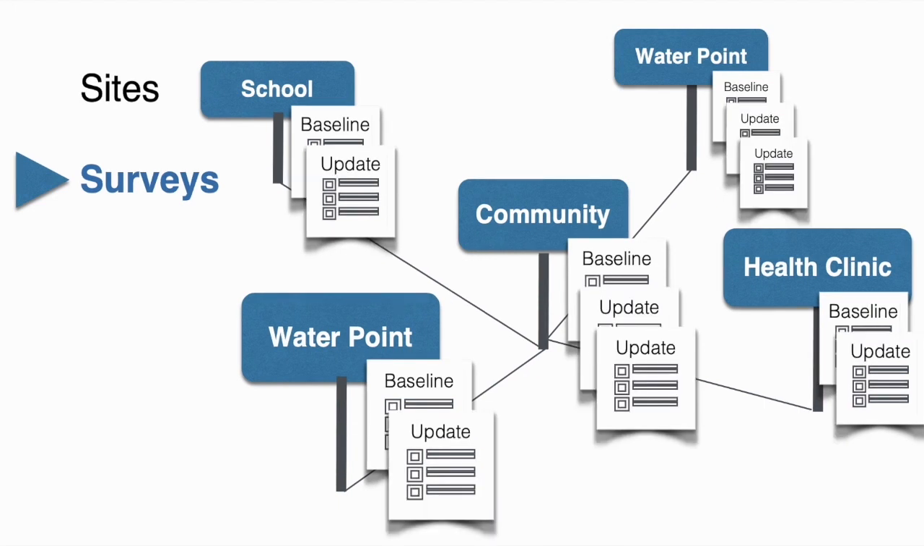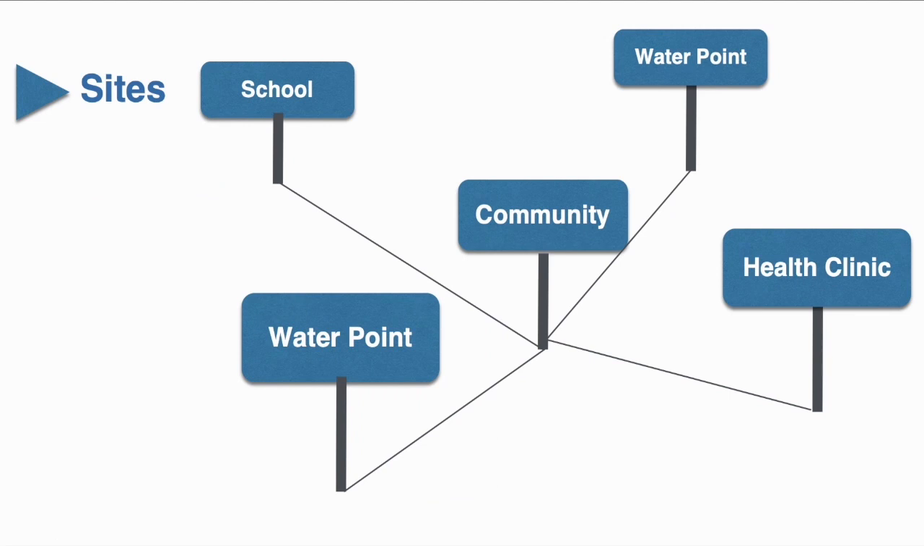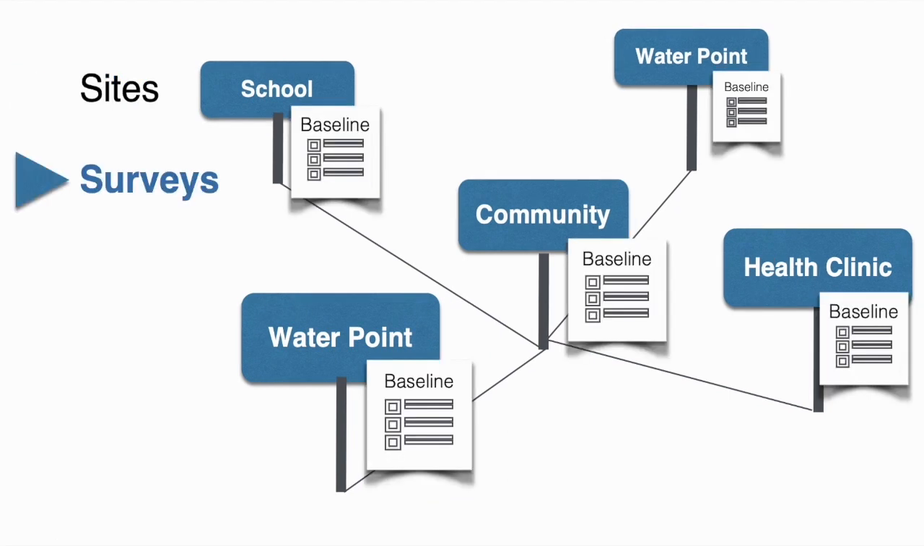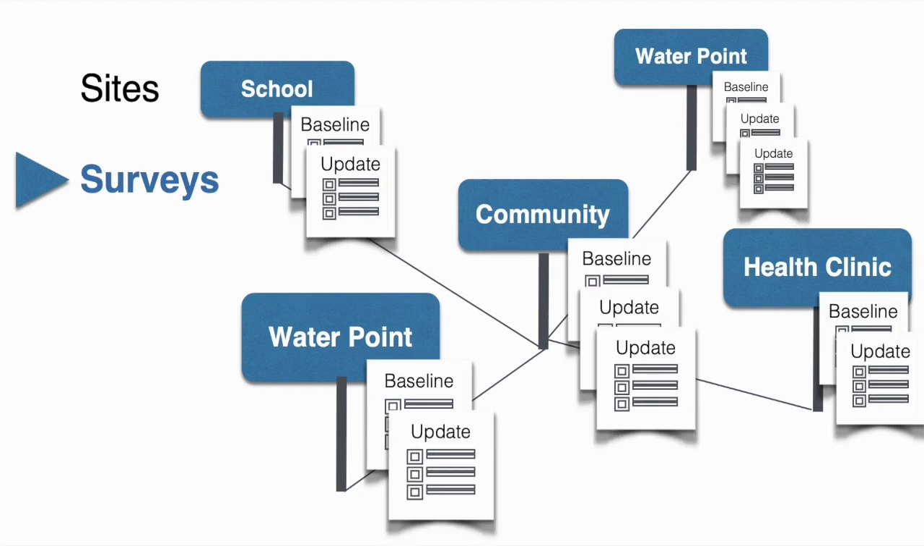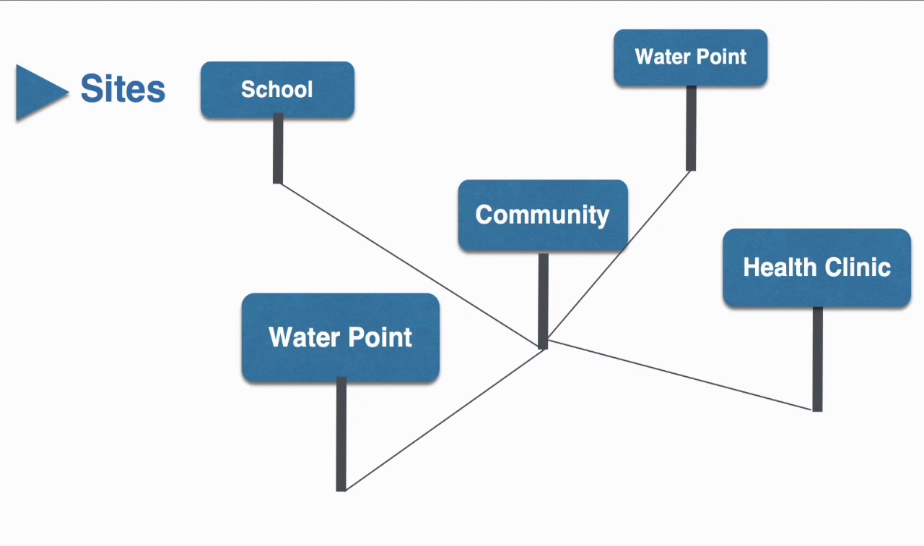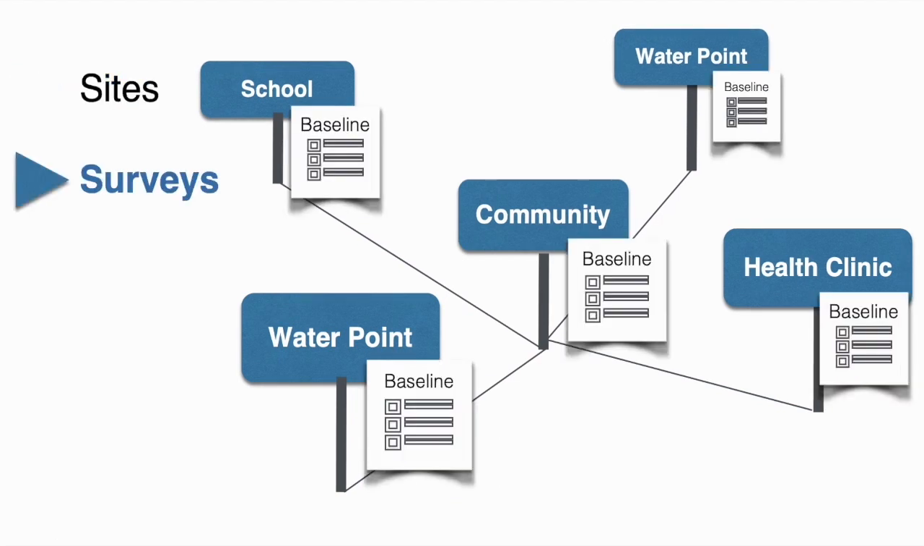As you can see in this diagram, there can be many different types of sites. A survey can be done on each of these sites, and then the enumerator can return to the site to see how things have changed over time. For example, if there is a survey called Water Point Functionality Survey, a different survey response is created for each water point that is surveyed.